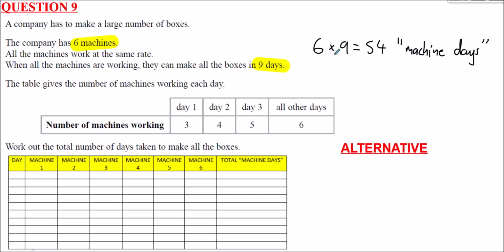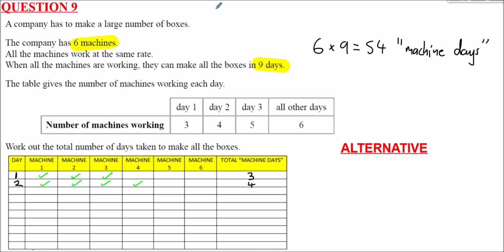That's our target. So day 1, only 3 machines are working. So I'm going to say the machines that are working are just machine 1, 2 and 3. So that gives a total number of machine days of 3. Day 2, we're told 4 machines are working. So I'm going to say that's 1, 2, 3, and also then machine 4 joins in.